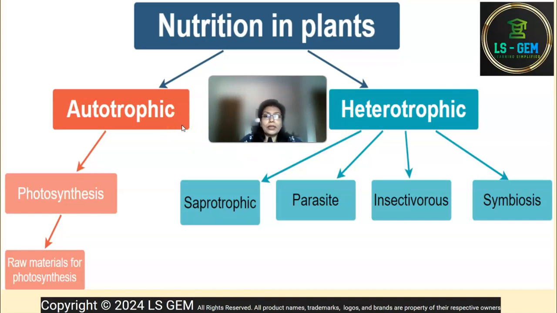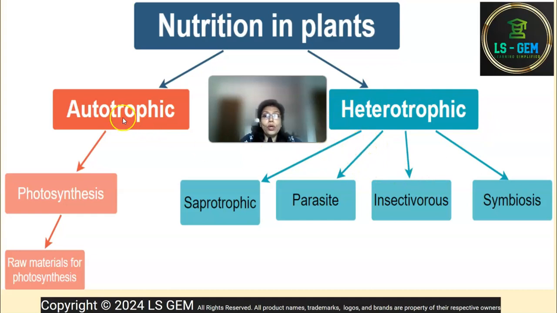So for plants, there are two types of nutrition. One is autotrophic and another one is heterotrophic. Although most of the plants follow autotrophic mode of nutrition, there are some plants who follow heterotrophic mode of nutrition also. These are saprotrophic, parasite, insectivorous and symbiosis. So we will learn about these modes of nutrition in the next video.